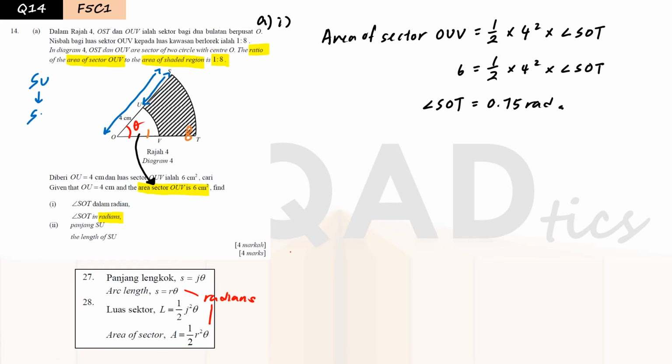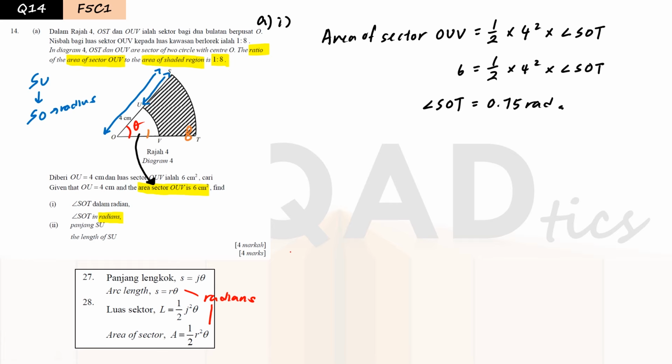Firstly, we need to find out the length of SO. And if you notice, this line here is the radius of the sector, the radius of sector OST. Alright, so how do we find out the radius? Actually we can look at the formulas here, and since there are two formulas, there are two ways to find out the radius.